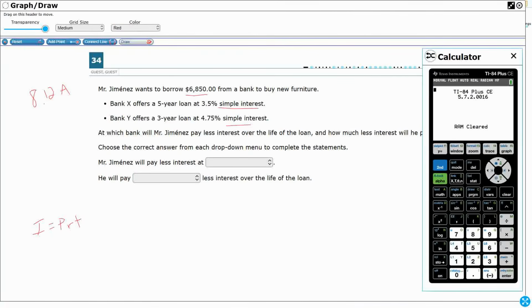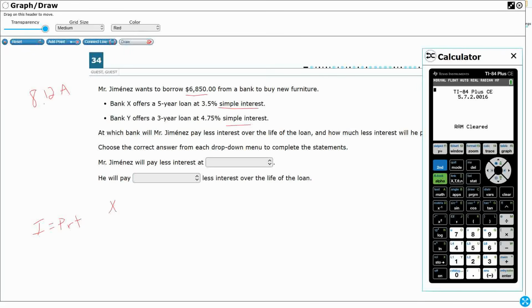All right, so we've got bank X. The interest at bank X is going to be the principal, 6850, times the rate. Now, the rate is 3.5%, but I need to turn that into a decimal. So this is 3.5 per 100, or 0.035. You can move the decimal over twice if you need to, but we need to get that decimal in the right spot or everything gets messed up. And then we're doing this for 5 years. All right, so that's bank X. Let's go ahead and calculate that.